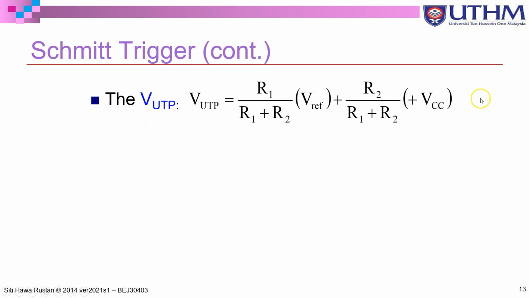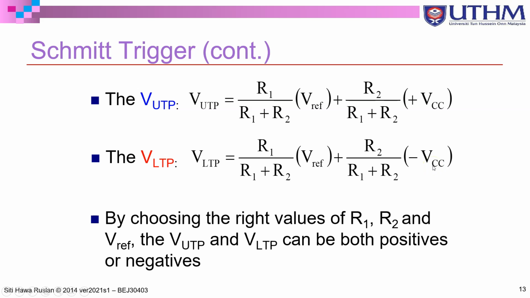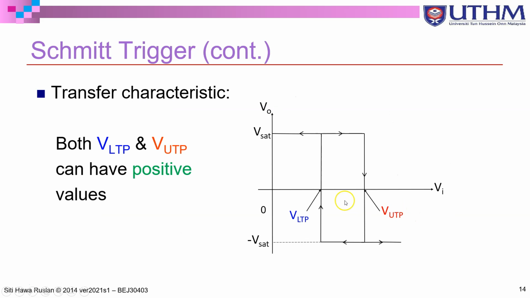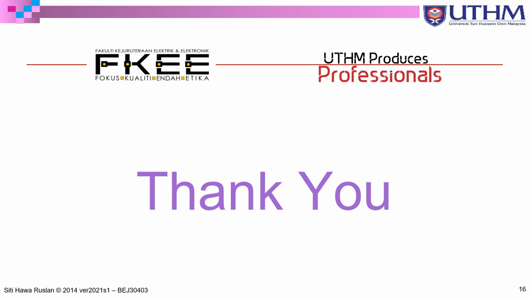For the upper threshold point, in this case, my VO is plus VCC. So it could be a positive value, and for the lower threshold point, V out is equal to minus VCC, or minus V sat, or minus VO saturation. So you can choose the right values of R1, R2, so your upper threshold point and V lower threshold point can be both positive. Okay, and you can also have both the lower and the upper threshold points be negative values. So you should choose the right values of R1 and R2.